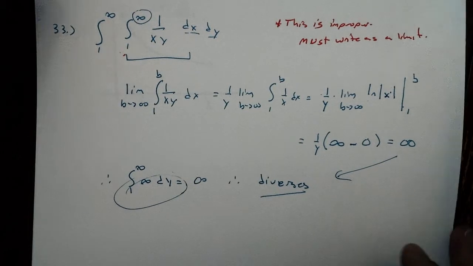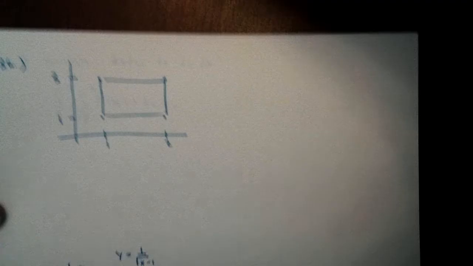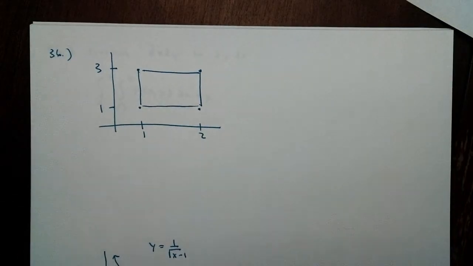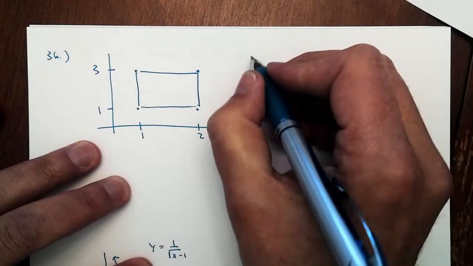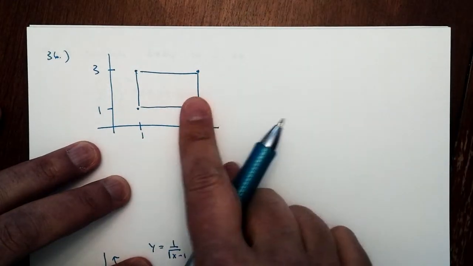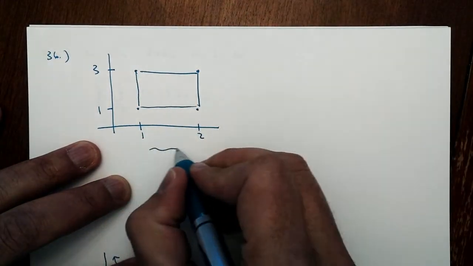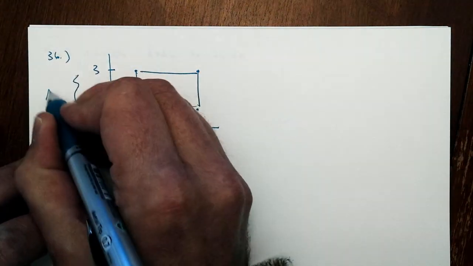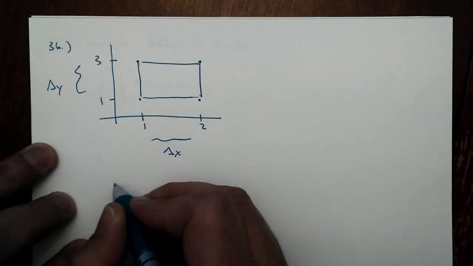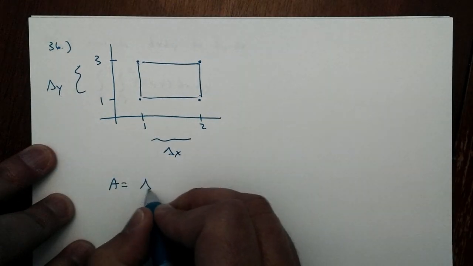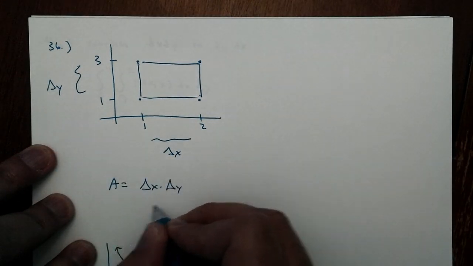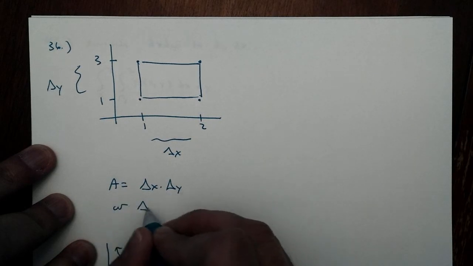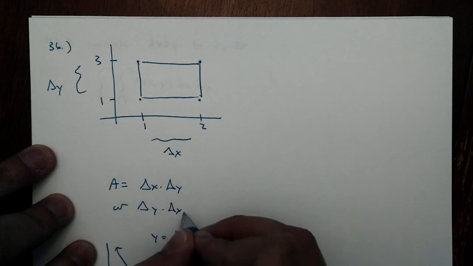All right, let's take a look at a couple more examples here graphically. All right, so for this one right here, we want to set up a double integral. Now this is a rectangle, so remember, down here it's going to give me my change in my x's, and of course over here this is my change in my y's. Well, we know to get area it's going to be change in x times change in y, or if you want to switch it around, you can do change in y times change in x.